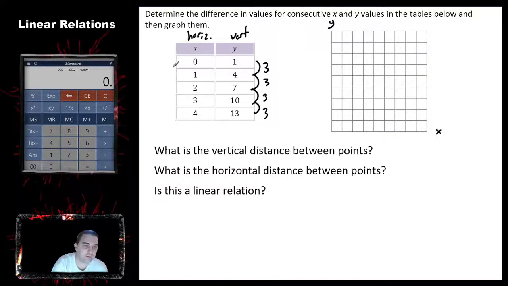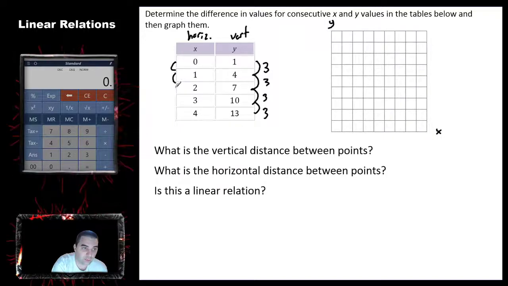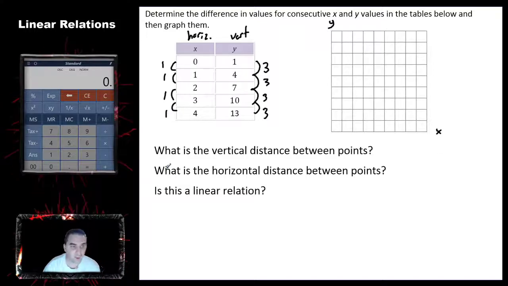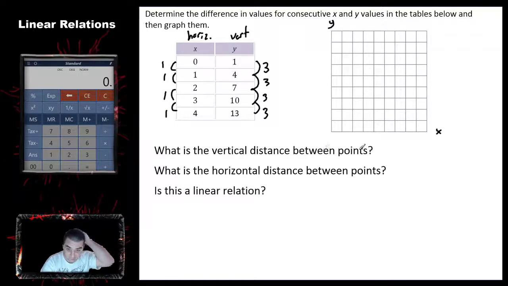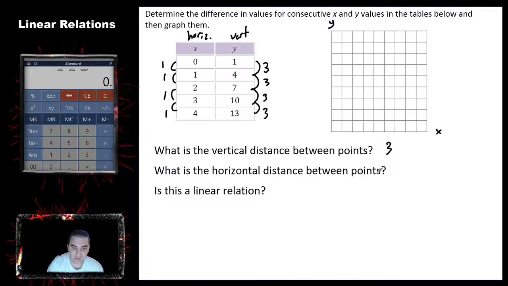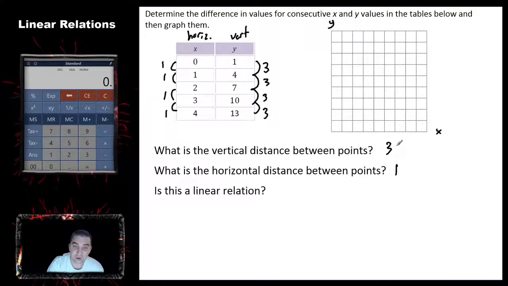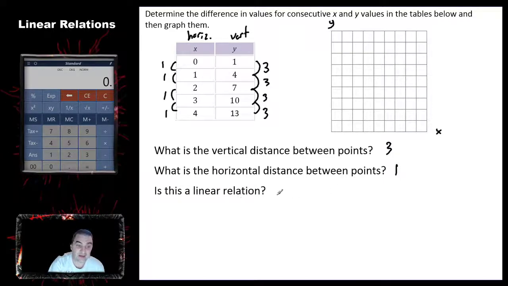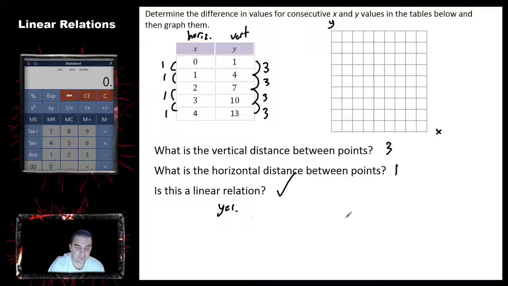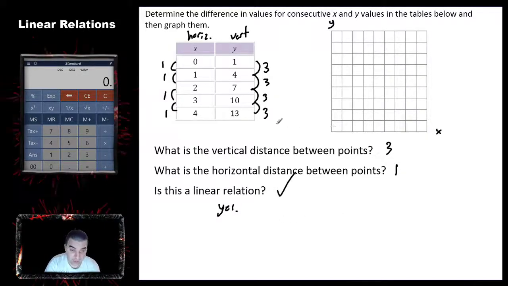That's important. And then you can also look at the horizontal jumps. It goes from 0 to 1, 1 to 2, 2 to 3, 3 to 4. Those are all jumping by 1. Okay? So the vertical distance between points is 3, and the horizontal distance between points is 1, and it doesn't change. Because it doesn't change, it is a linear relation. Yes, it is.